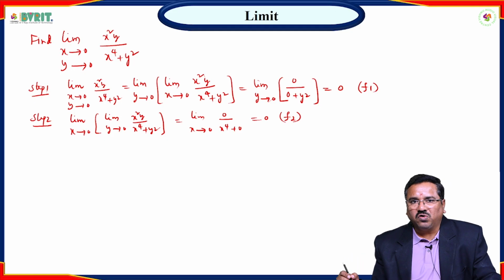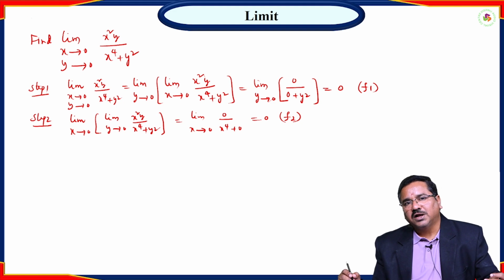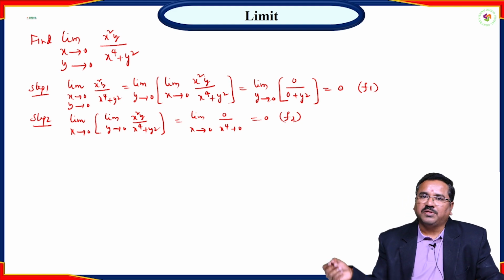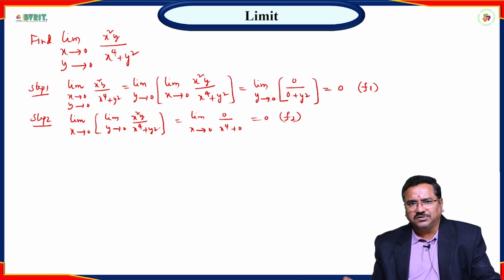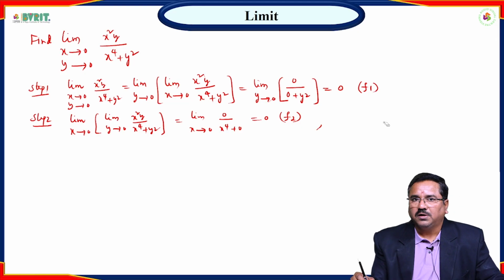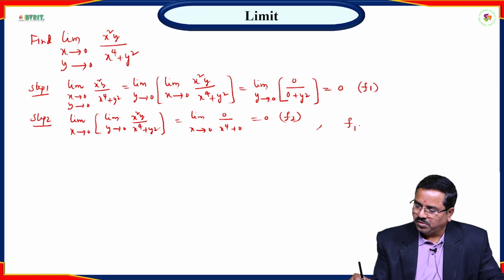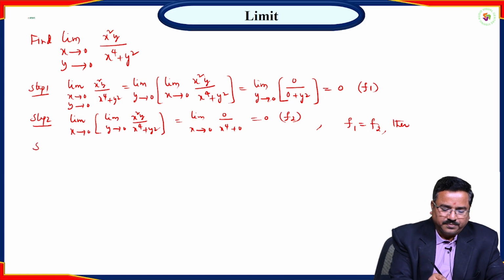Suppose f1 is not equal to f2, if you get that, straight away what do we have to say? The limit does not exist. But we got f1 equal to f2. If f1 is equal to f2, then we can compute the limit along other paths also. Other path means y is equal to mx. Y is equal to mx also passes through the origin. So, let us go to step 3. Here f1 equal to f2, then we will move to step 3.